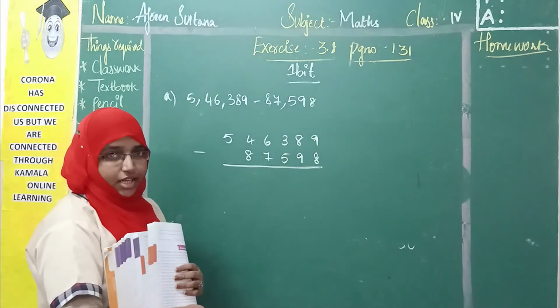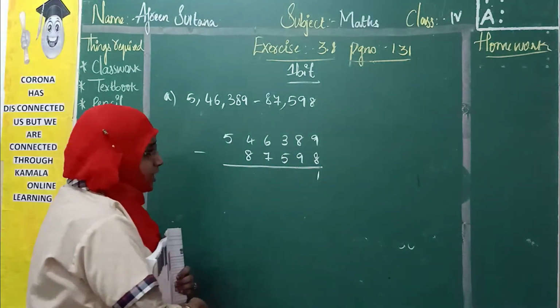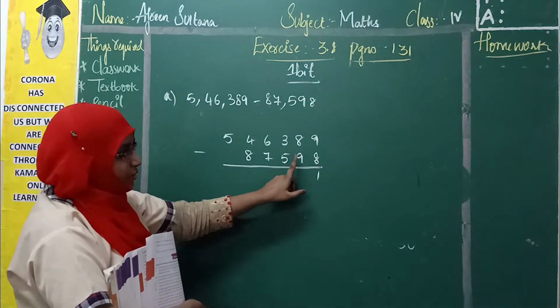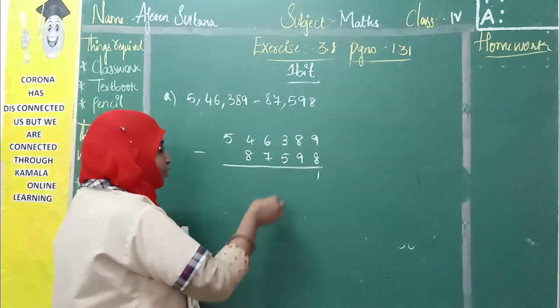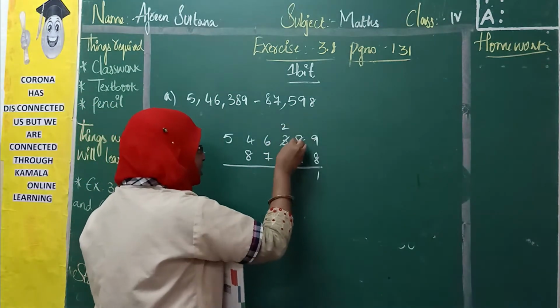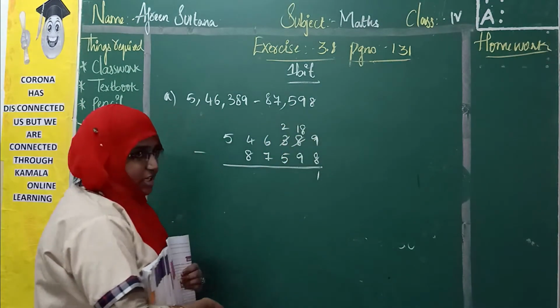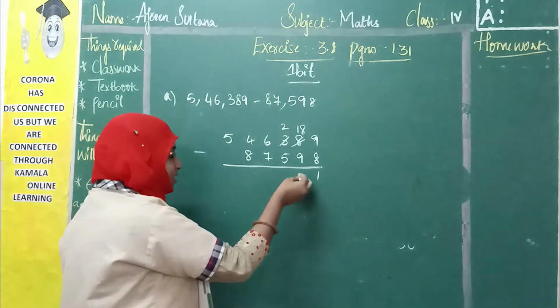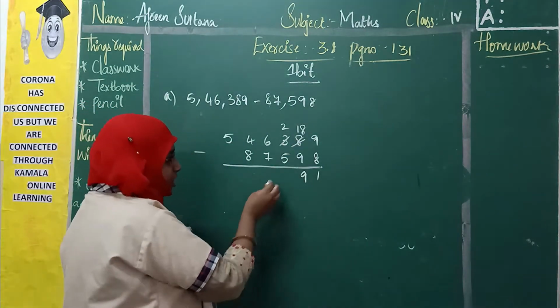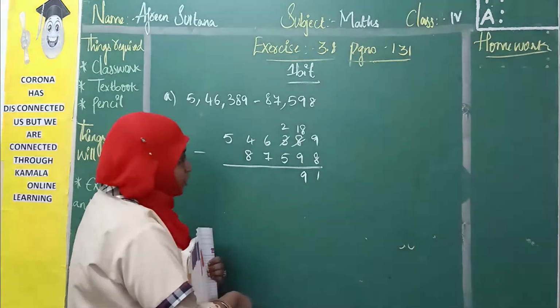Now let us solve. 9 minus 8 is 1. Next, again you cannot subtract 9 from 8, so you need to borrow. If I borrow, this becomes 2 and this is 18. 18 minus 9, very good, the answer is 9. Next, again you cannot subtract 5 from 2, so what do I do?